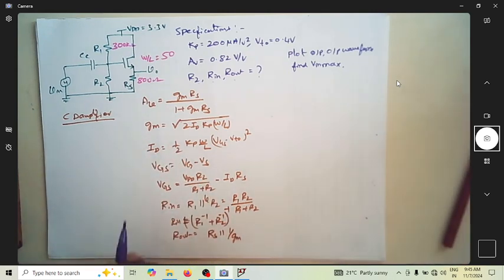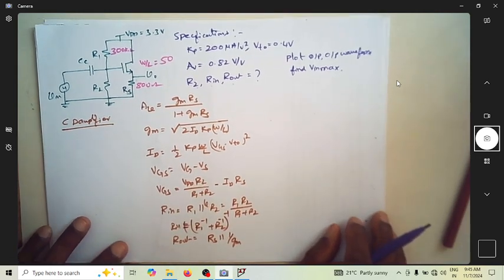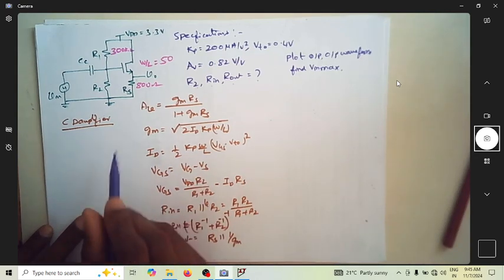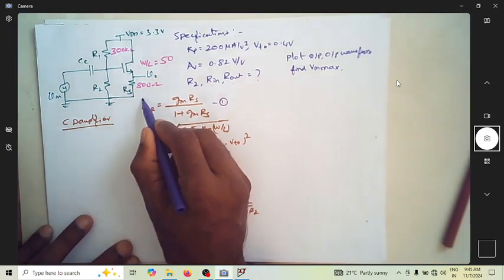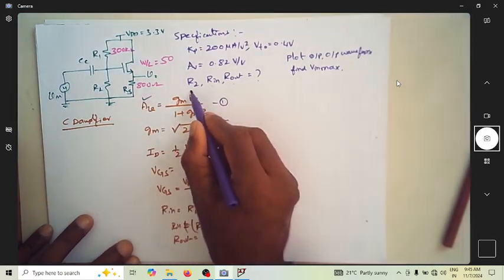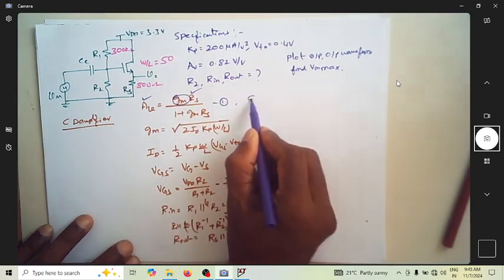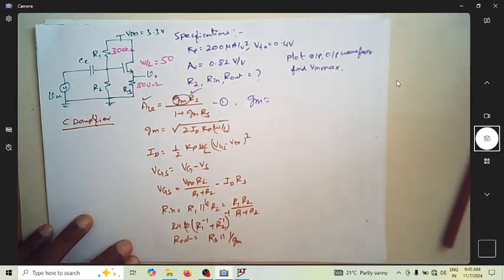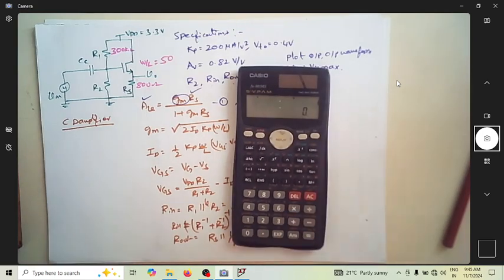So now let us start solving these equations and try to get the relevant values. If you consider this equation 1, in this equation 1 I know this AV, and we know this RS, so we can find what GM is. So from this equation 1, let us find the GM value, which can be easily found.